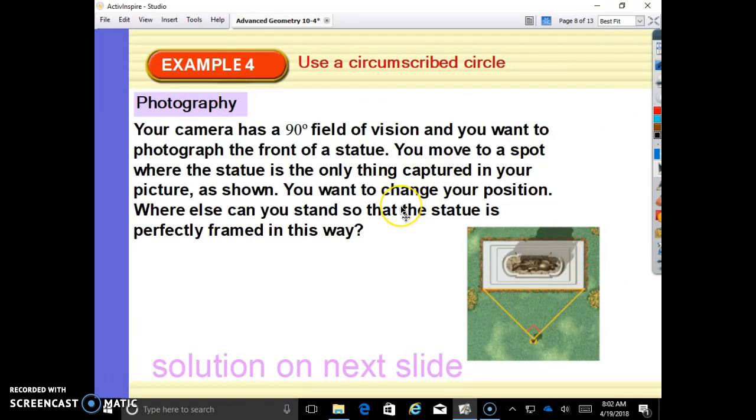Your camera has a 90-degree field of vision. You want to photograph the front of the statue. You move to a spot where the statue is the only thing captured in your picture as shown. You want to change your position. Where else can you stand so that the statue is perfectly framed this way?